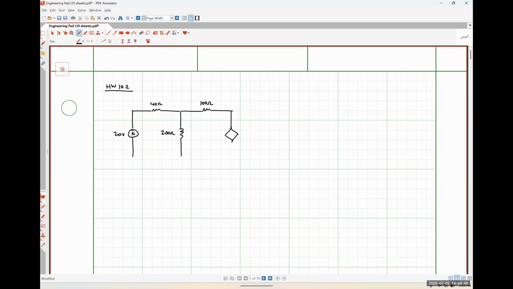Here we have a dependent source that is 1.5 IY, where, oh, excuse me, it's I1. Well, I'm just going to call it IY. This is the current IY that controls that guy. And then lastly, over here to the right is our set of terminals.